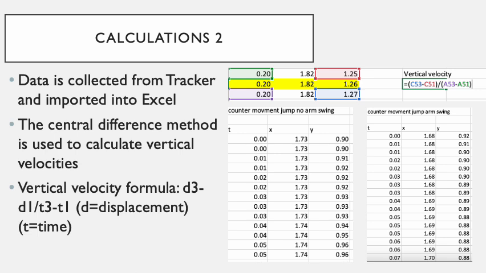Below vertical velocity, you can see the Excel formula or central difference method for vertical velocity. This method was used for both jumps at the frame of takeoff. The calculation provided the results, and the results were used and compared and placed into graphs.